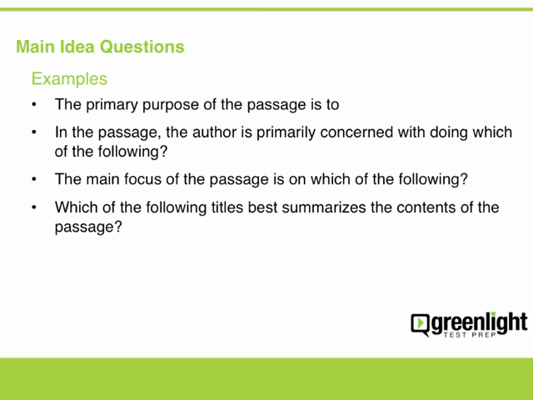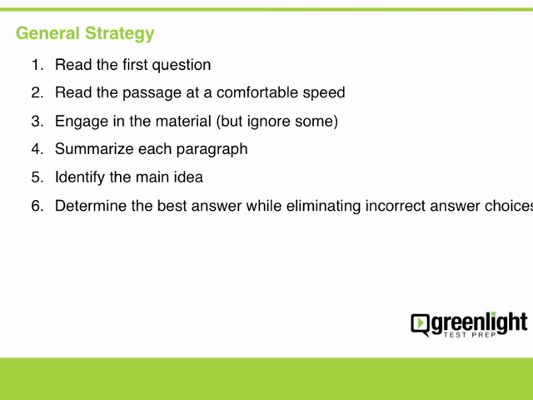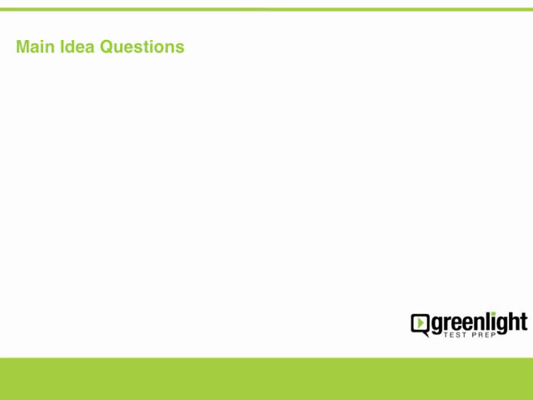Here, we're looking for a general overview of the passage. Fortunately, one of the steps in the general strategy is to summarize and record the main idea. So when answering a main idea question, your first step should be to review your summary and look for the answer choice that most closely matches yours. Now, what do you do if you don't find an answer choice that matches yours?